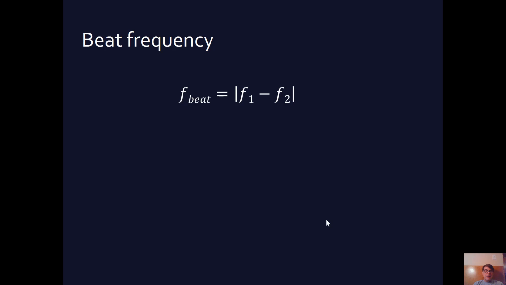Okay, beat frequency. If you ever have only one window open and you get a very annoying pulsing sound, that's because you have the wave coming in and the wave going out, interfering with each other. The beat frequency is going to be frequency 1 minus frequency 2, and it's going to be positive, so that's the absolute value sign.